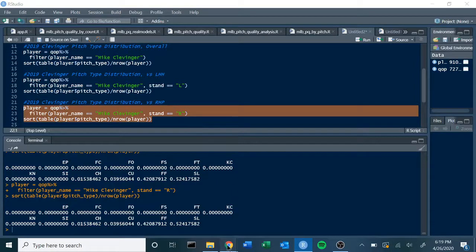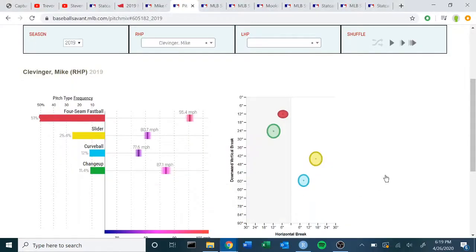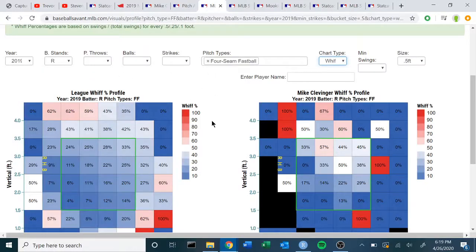So for most of this video, I'm just going to be talking about Clevenger as kind of a two-pitch guy, fastball, slider, about 50-50 against righties, because that's how he tended to throw his pitches in 2019. That makes it a little bit easier for me to do this. I'm not diving right into pitchers like Gerrit Cole or Jacob deGrom or Zack Greinke, who have 4+ pitches. I'm not ready for that yet. So this should be a good starting point for me.